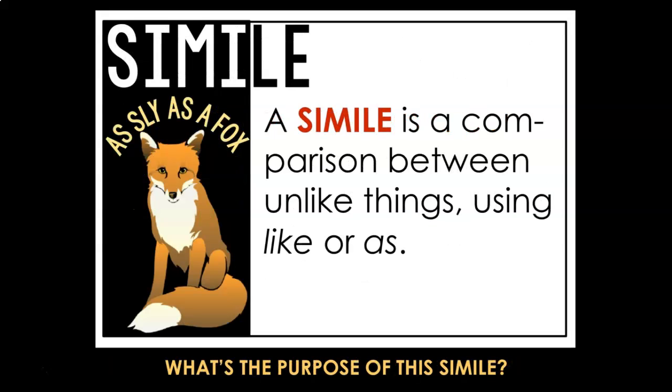A simile is a comparison between two unlike things that uses like or as. So if I say he's as sly as a fox, foxes have a reputation in symbolism, in mythology, for being real clever and tricky and being able to get out of traps. So if I say he's as sly as a fox, I'm comparing him to something as clever as a fox is.